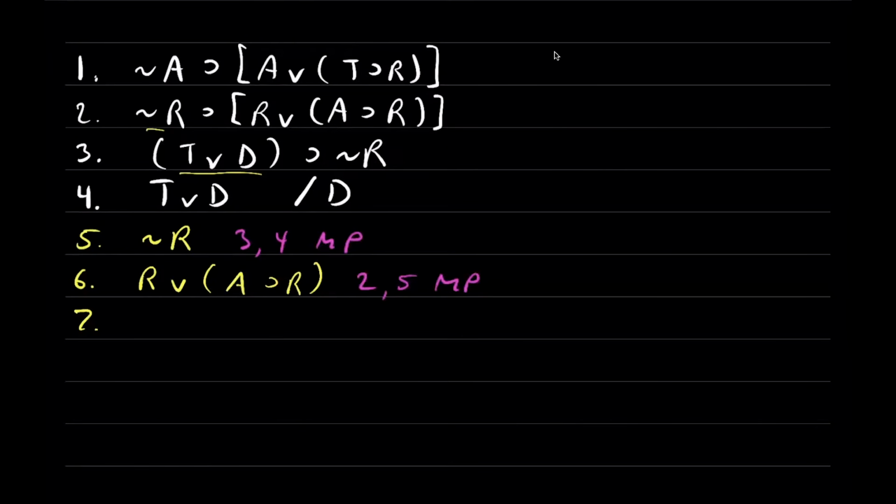But that expression we got on line 6, R or (A implies R), is a disjunction. It says either R is the case or that expression in parentheses, A implies R, is the case. But line 5 tells us that R is false. From those two statements, we know that A has to imply R. That expression in parentheses has to be true. That's going to follow now from line 5 and line 6 by disjunctive syllogism.